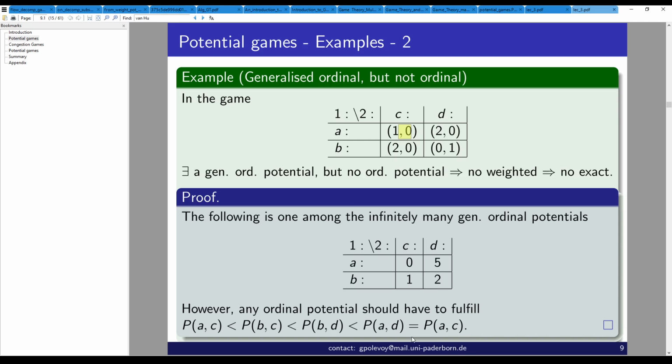So then an ordinal potential has to be the same. And we arrive at a contradiction. So if there had been an ordinal potential, then its value on AC should have been smaller than its value on AC, which is of course not possible because it's a function. It can have only exactly one value on any strategy profile. So here it's a generalized ordinal potential game, but it's not an ordinal potential game.